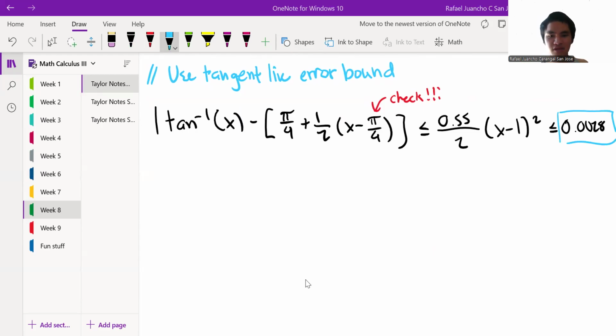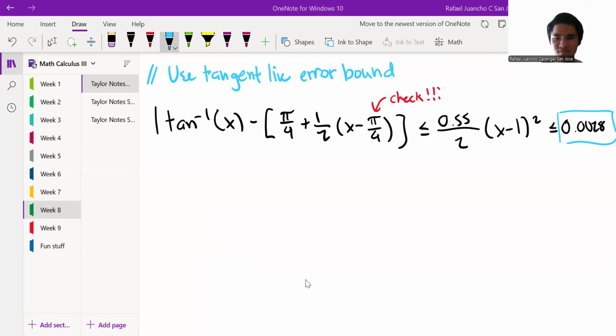Now, what does that mean? If we use that simple function, I'm still confused. Where did it get the pi fourths here? It really doesn't make any sense. Okay, I'm going to check that later.